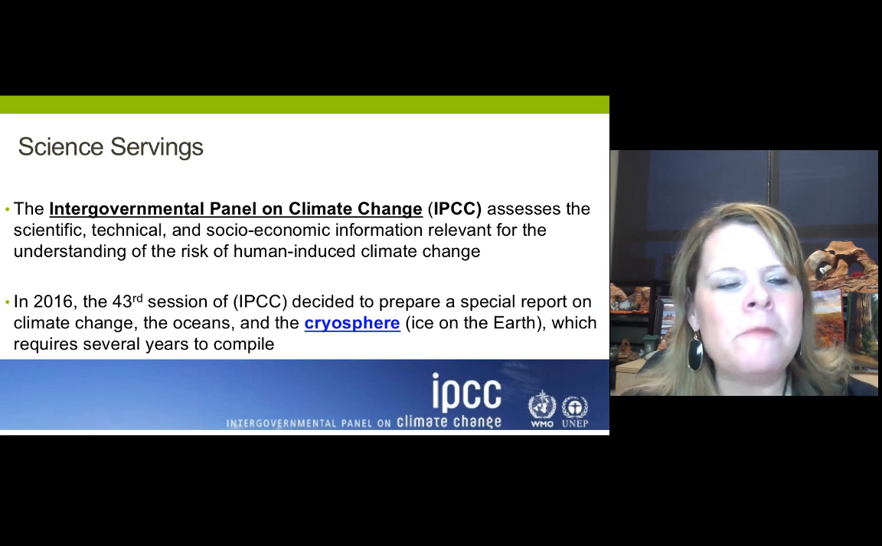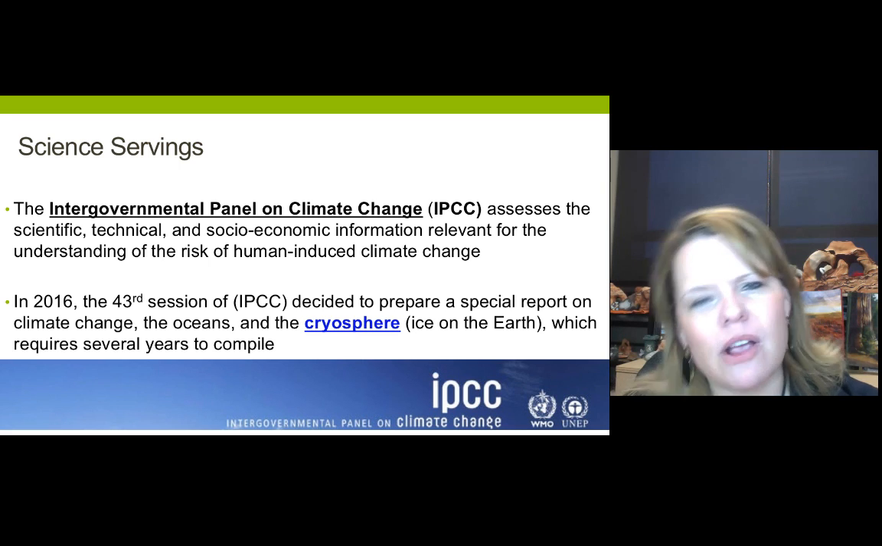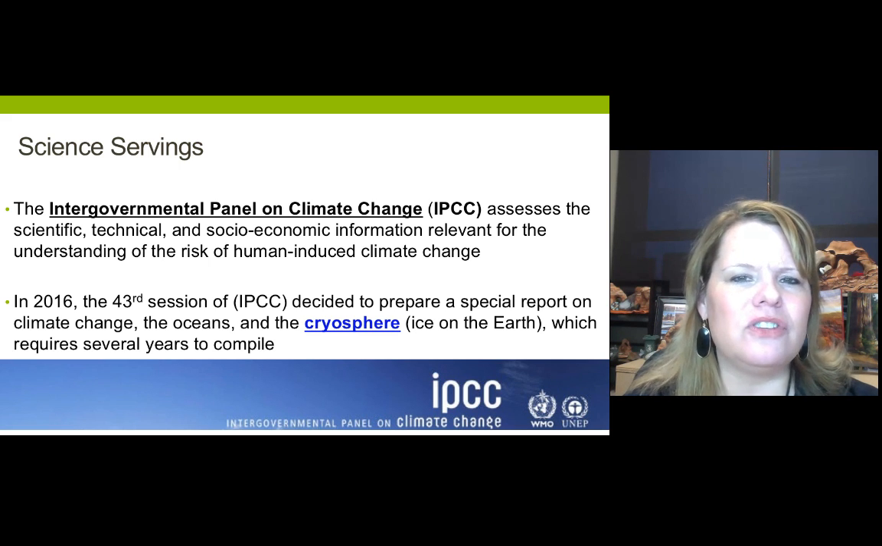In 2016, the 43rd session of the IPCC decided to prepare a special report, like one of those important take notice reports on climate change, the oceans, and the cryosphere. Cryosphere refers to all the ice on Earth, which requires several years to compile. So the information is still in the works of being made.